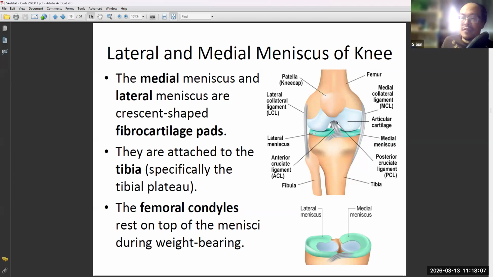So it can absorb any shock, right? Absorb the shock. It's not an entire disc. It's a crescent right here, crescent shape. And so you still face this cartilage of the tibia, but you have some support, crescent shape, meniscus. Yeah. So they attach to the tibia and the femoral condyle, sit on it, rest on it.